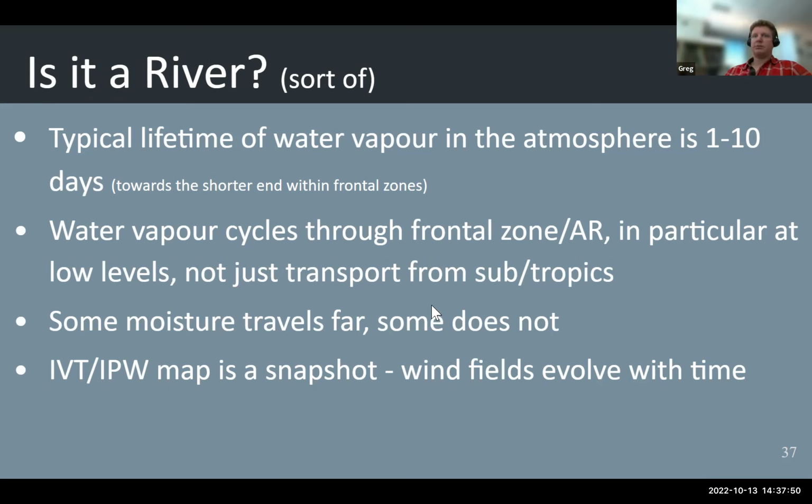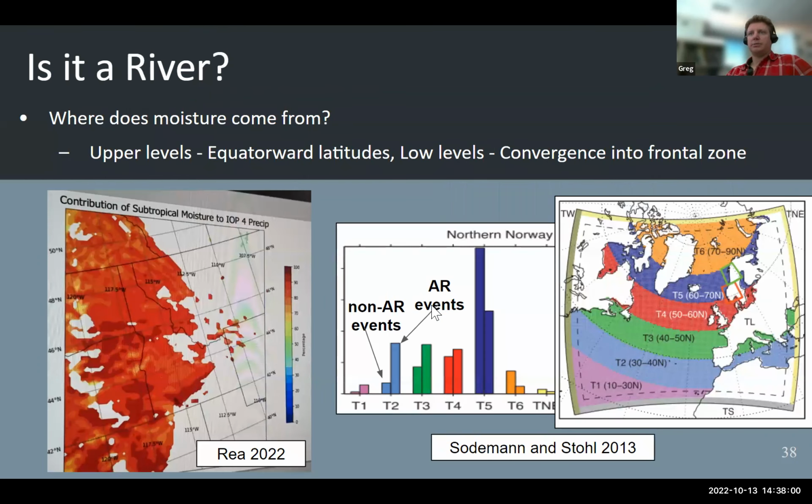Yeah, so it's important to keep in mind that a lot of these maps we use, like the IVT maps, are just a snapshot, and that the wind fields do evolve with time. So these are some studies that have tried to look at where the water vapor is coming from.